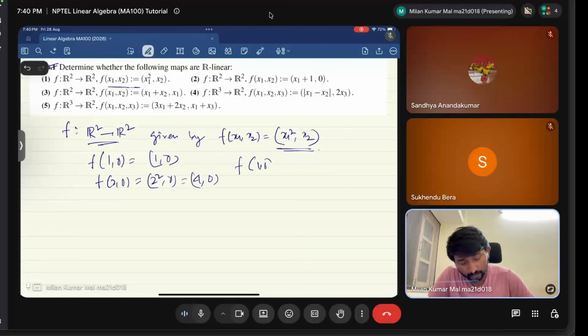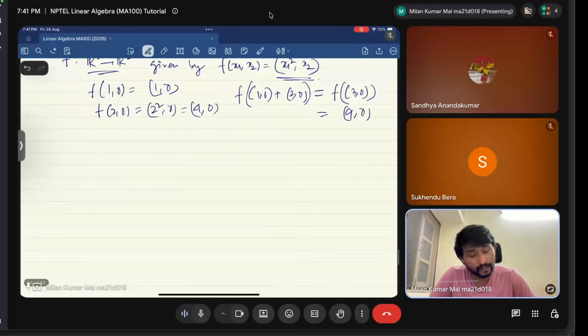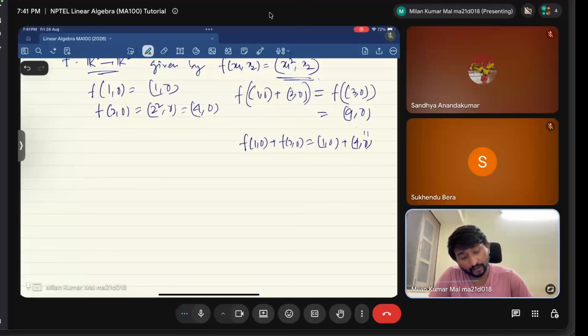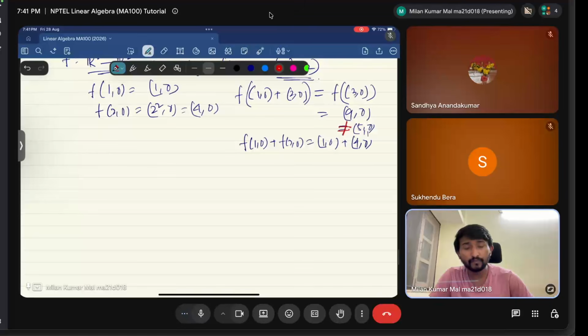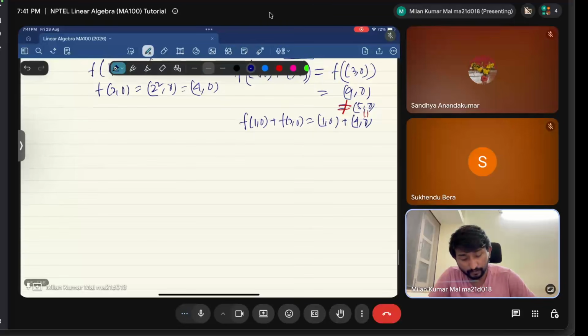But f of 1, 0 plus 2, 0 should satisfy this if it is linear. Let me calculate this. This one, what is it? It is supposed to be 9, 0. That is what it is. But if it is linear, then what should happen? It should be f of 1, 0 plus f of 2, 0, which is 1, 0 plus 4, 0, which is equal to 5, 0. And 9, 0 is not equal to 5, 0. So that's why f is not linear.